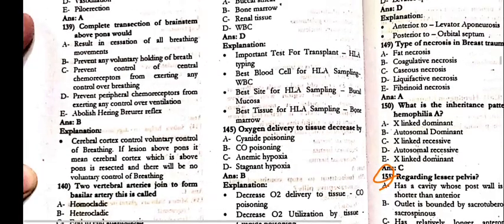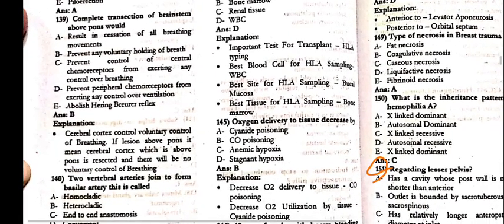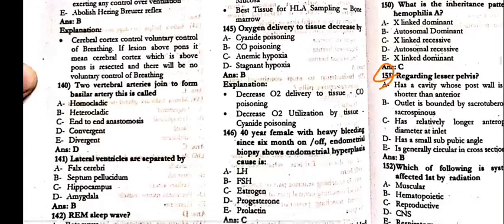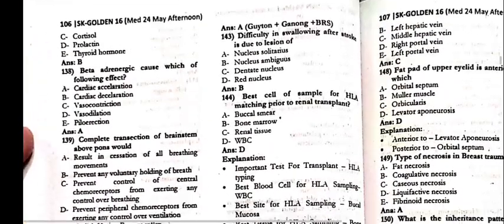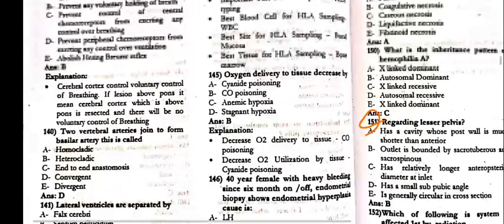And 139, complete transection of the brainstem above the pons would lead to prevention of any voluntary holding of the breath. 140, the two vertebral arteries join to form the basilar artery. This is called the convergent. 141, the lateral ventricles are separated by the septum pellucidum. REM sleep waves. This is the beta wave.